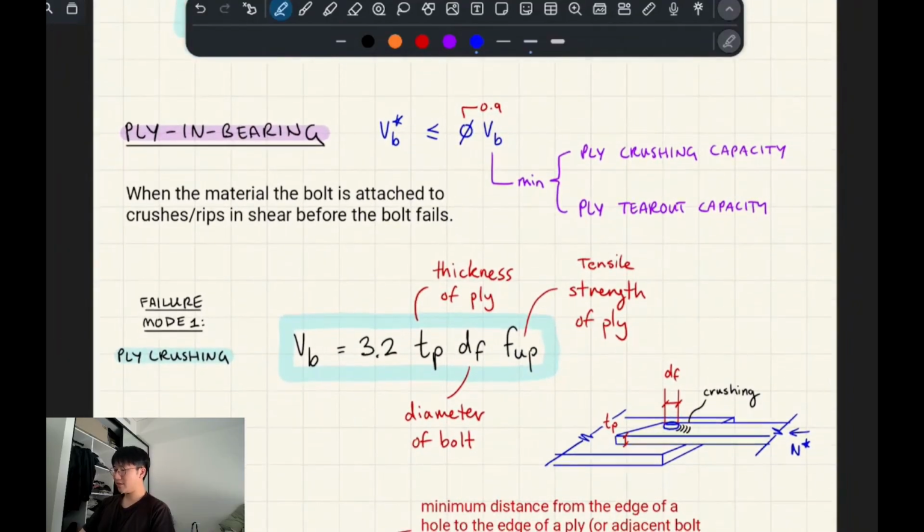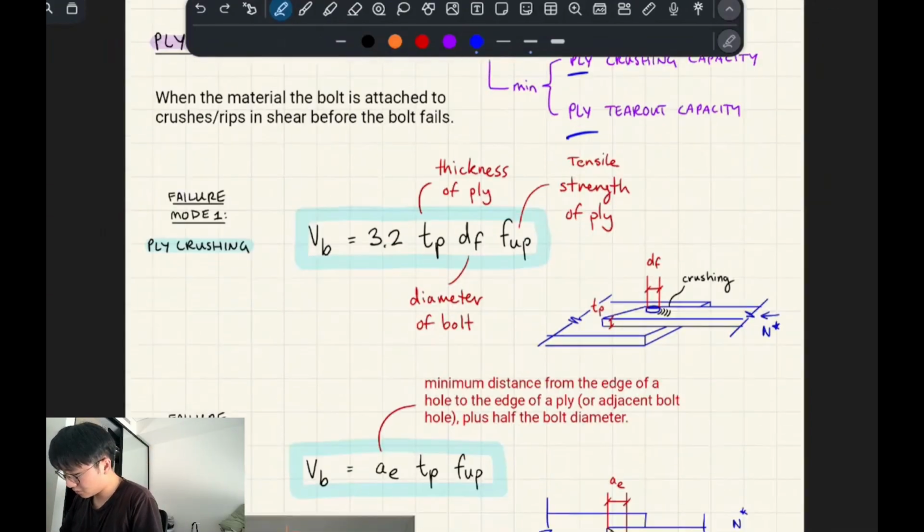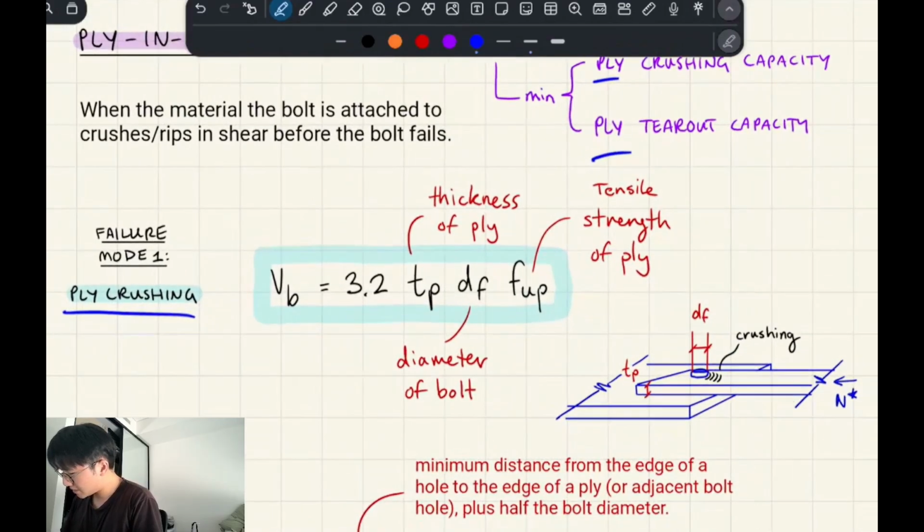So ply is referring to like a plate or something where the ply material is actually getting destroyed. So you have to check basically the material that the bolt is connecting to, let's say a plate, to see if it will tear out or crush. Okay, so these are the 2 failure modes. So it's assuming the bolt isn't going to break, but the actual material adjacent to it will break.